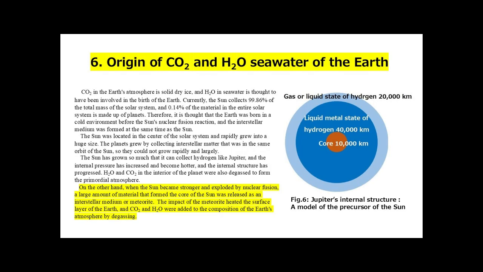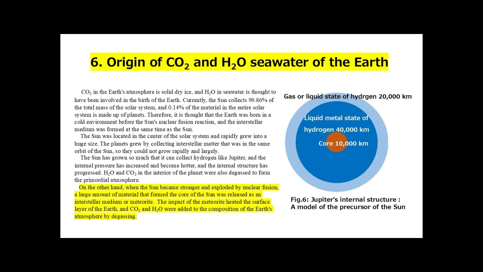Origin of CO2 and H2O seawater of the Earth. CO2 in the Earth's atmosphere is solid dry ice, and H2O in seawater is thought to have been involved in the birth of the Earth. Currently, the Sun collects 99.86% of the total mass of the solar system, and 0.14% of the material in the entire solar system is made up of planets. Therefore, it is thought that the Earth was born in a cold environment before the Sun's nuclear fusion reaction, and the interstellar medium was formed at the same time as the Sun.